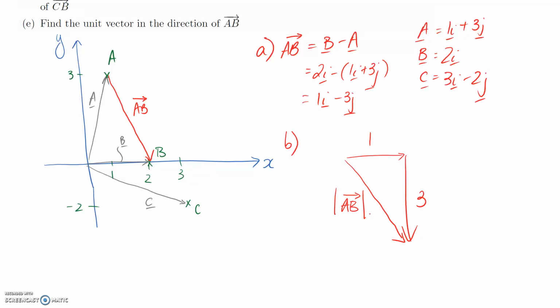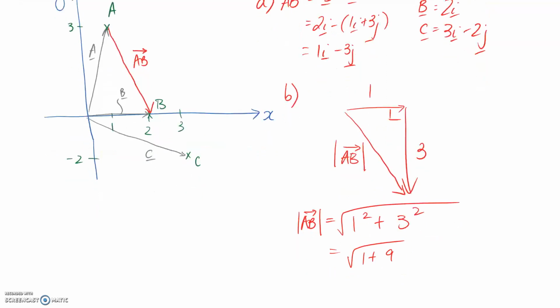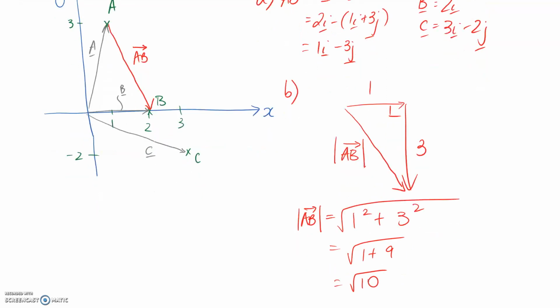And the length of that line, which is the magnitude, and that's what those bars mean, is what we're looking for firstly, so the magnitude of that vector. So we should be able to get that using Pythagoras' theorem, because we know that the x and the y components are going to be 90 degrees to each other. So this is going to be 1 squared plus 3 squared. So that is 1 plus 9, or square root 10. So that's the magnitude of that vector.